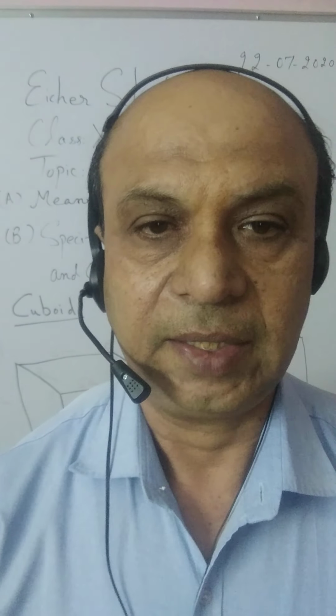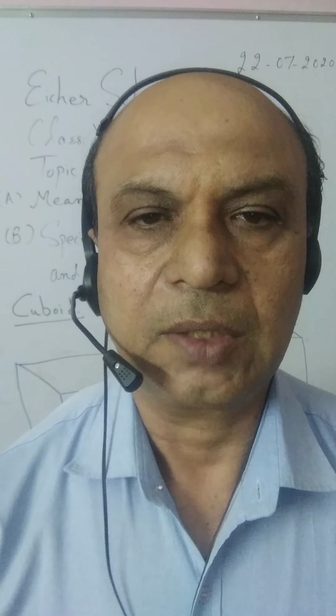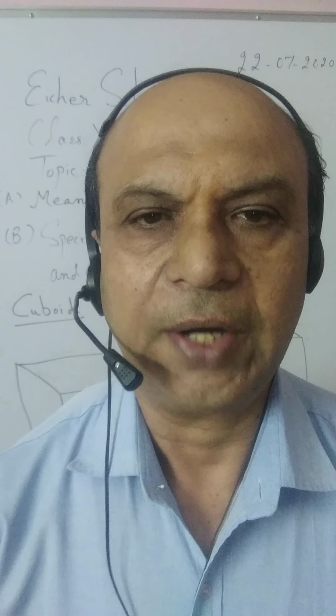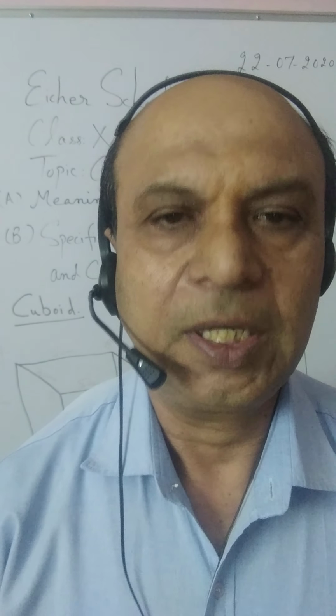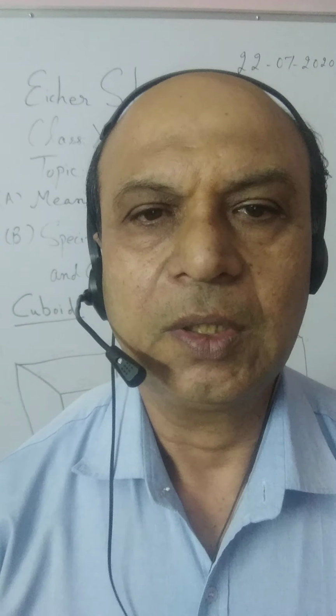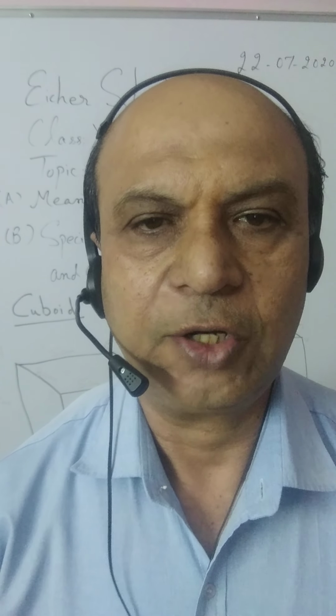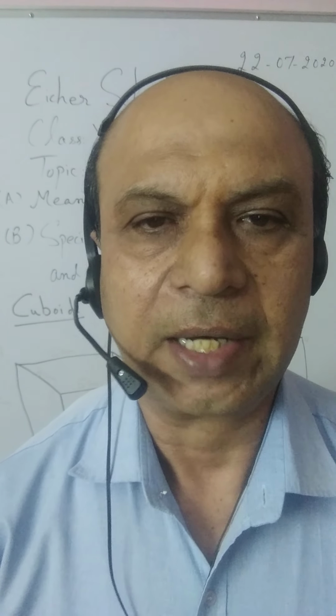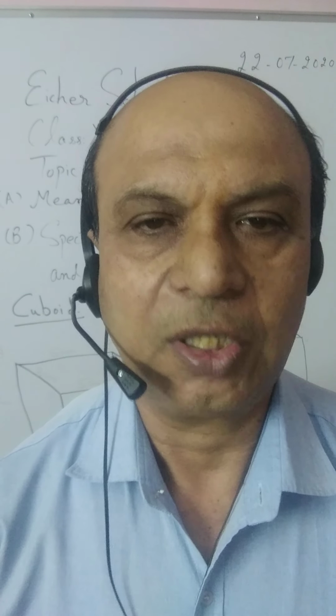Good morning, students. In today's NTSC class period, we will study the three-dimensional objects cube and cuboid. If we know this very well, that a cube is formed by a square and a cuboid is formed by a rectangle. These are three-dimensional objects.